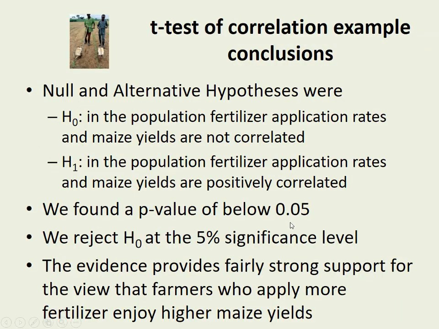So we found a p-value below 0.05. Reject H0 at the 5% significance level. Remember to put the conclusion in for the non-technical readers. That means the evidence provides fairly strong support for the view that farmers who apply more fertiliser do enjoy higher maize yields in the population.